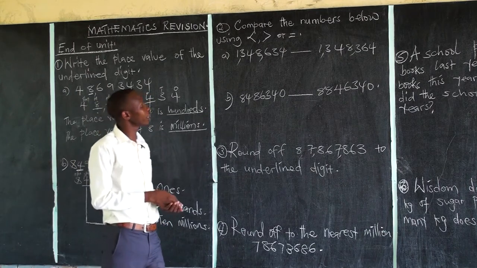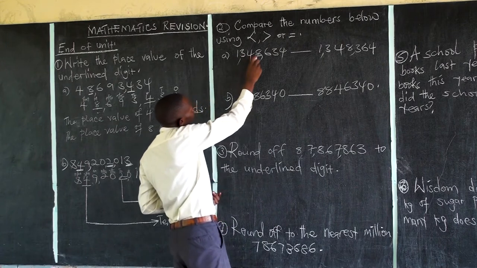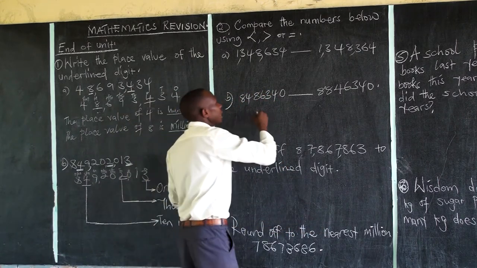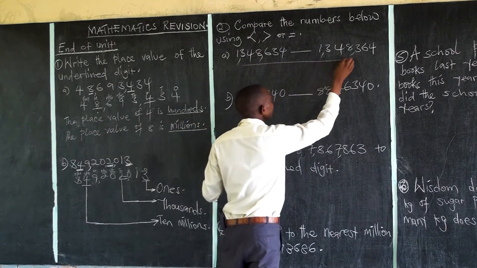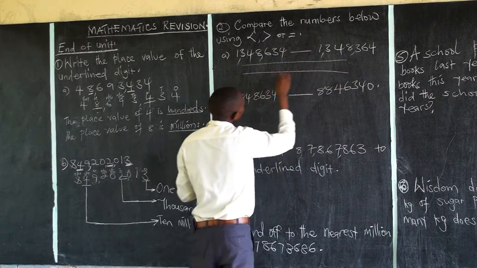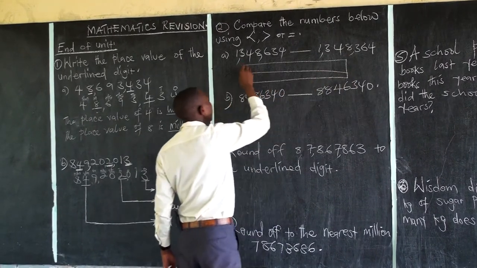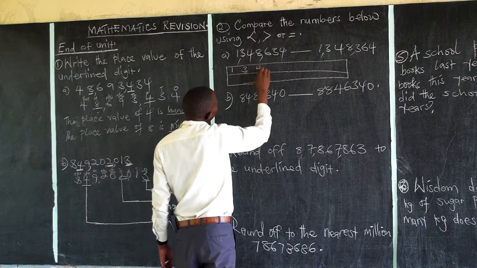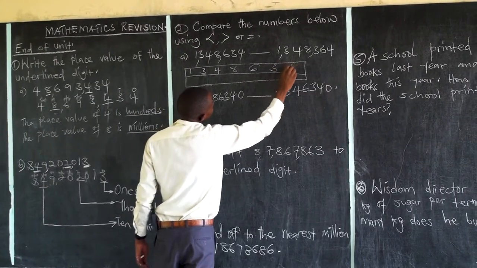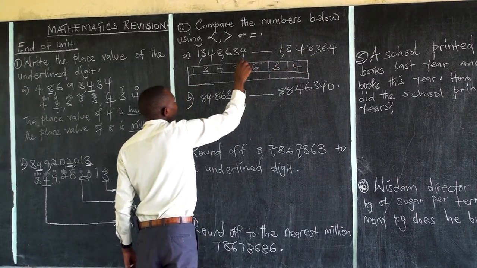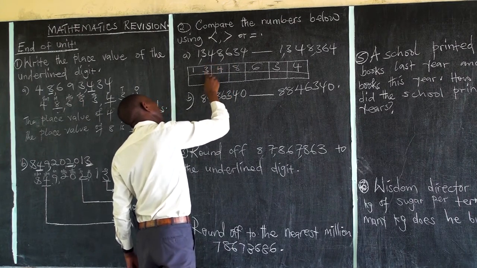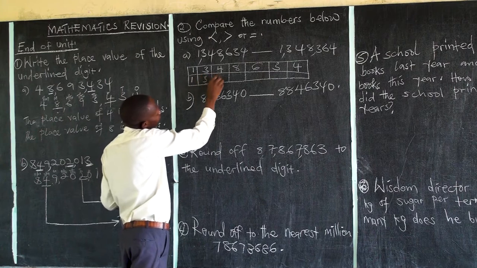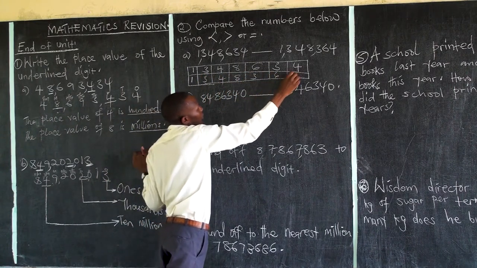So let's compare what we have been given by considering the place values first. We shall say 1, 2, 3, 4, 5, 6, 7. All the numbers have got 7 digits. Now, if they have got 7 digits, then I will have to come and draw my small table here, and I put the two numbers. Then I compare them. I will see which one is bigger and which one is smaller. So the first number, I have 1, 3, 4, 8, 6, 3, 4. These are our numbers that we have already identified. Now, after identifying the number, we're going to consider basing on their positions. So I will have also another one, 3, 4, 8, 3, 6, 4.